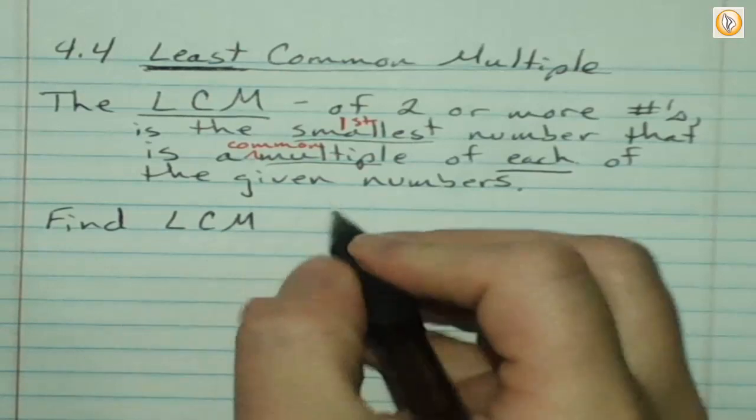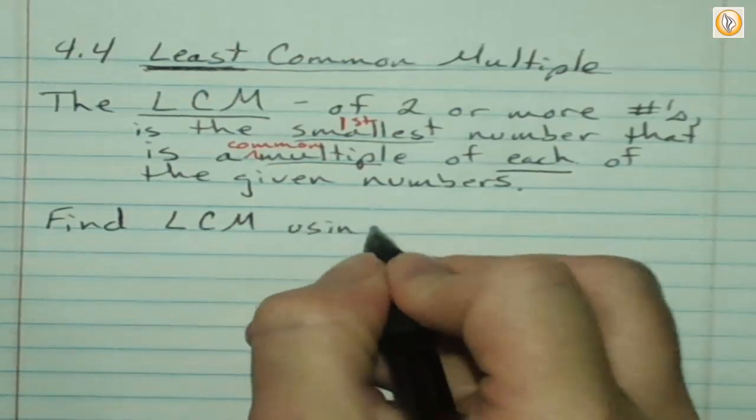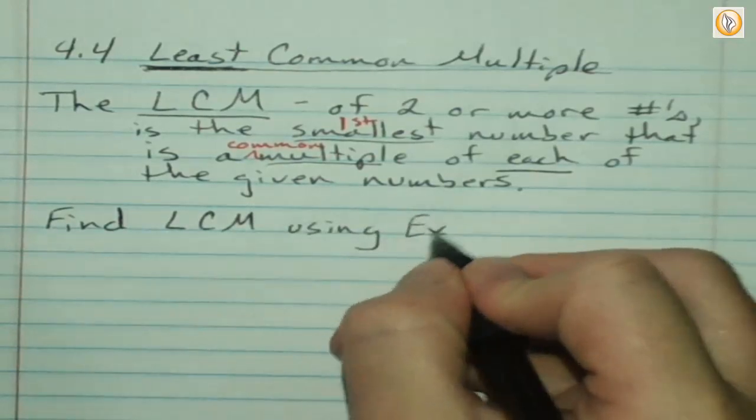Find the least common multiple using exponential form.